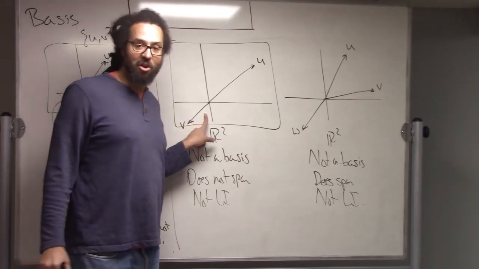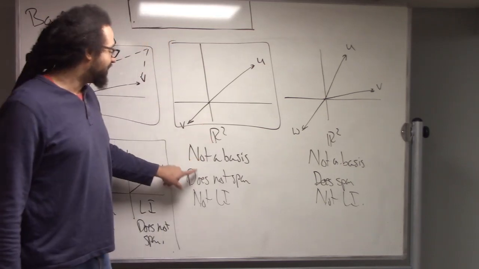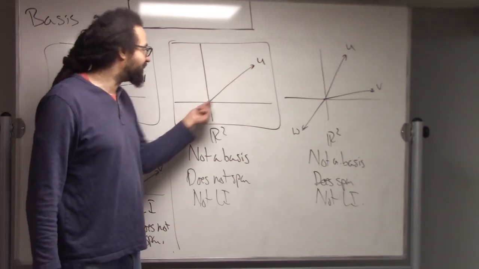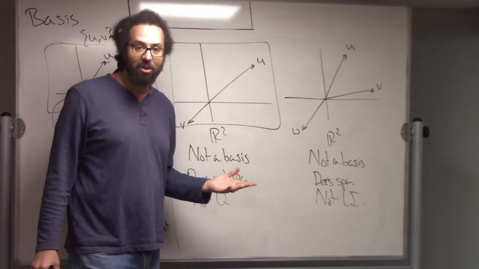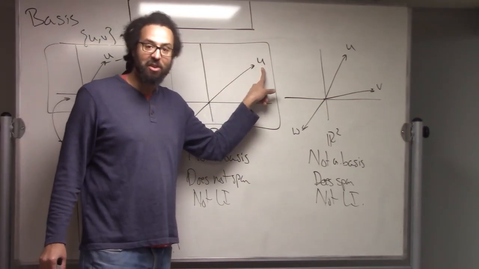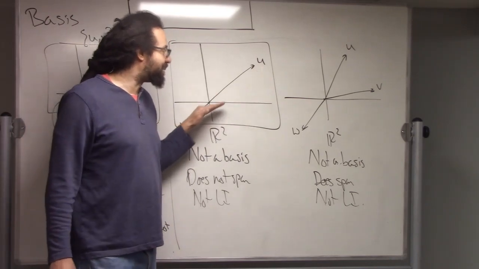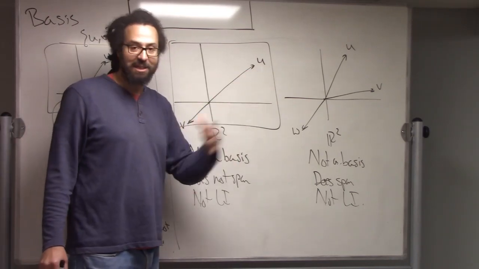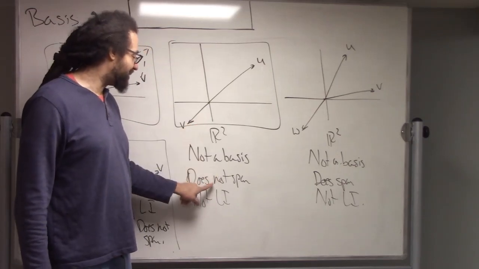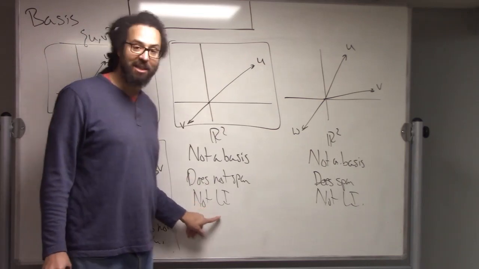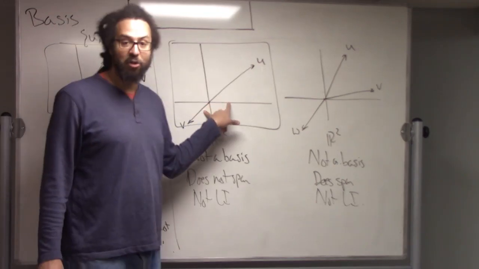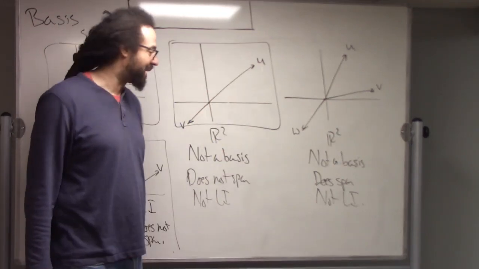Here are two vectors in R2 that do not form a basis. The reason is it doesn't span. What's the span of these two vectors? Well, these vectors are collinear, they're parallel, and so the span of these two vectors is really just the span of one single vector. So the span is just a line, right? It doesn't fill up the plane. So this can't be a basis. These two vectors do not span the space, and they're not linearly independent. In fact, they're linearly dependent. So this example fails both span and linear independence.